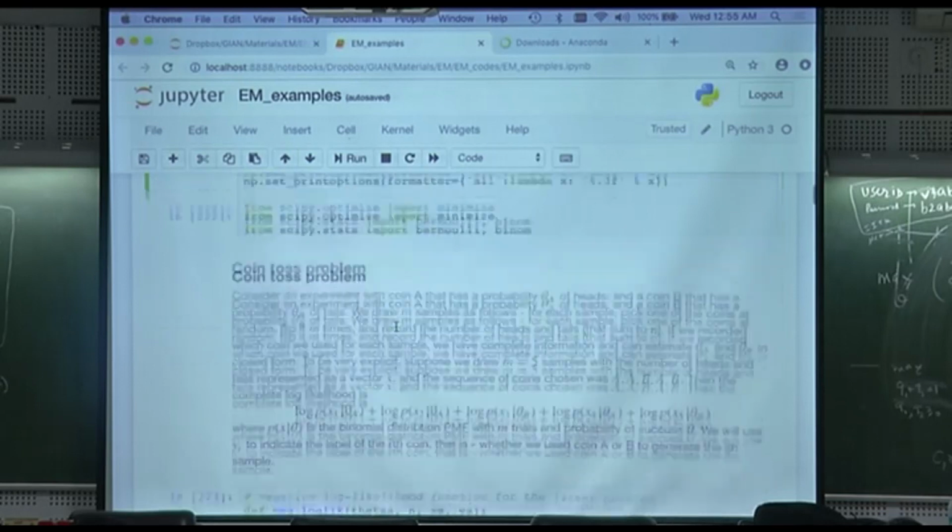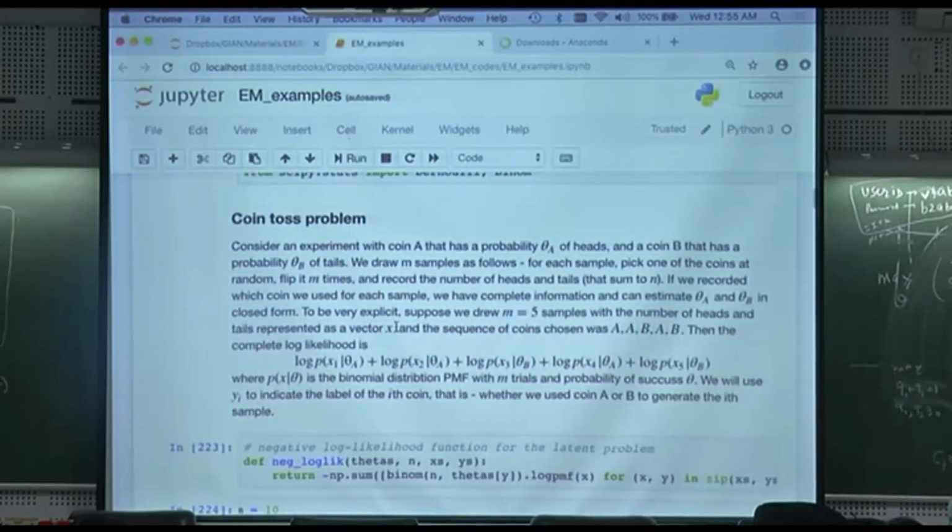All right, so this is the coin toss example. It's just written there, the exact same thing that we talked about. Experiment with coin A, which has probability theta A of heads, coin B that has probability theta B. We draw m samples as follows. For each sample, we pick one of the coins at random, specifically with half-half probability, flip it m times, record the number of heads and tails that sum not to n but to m.